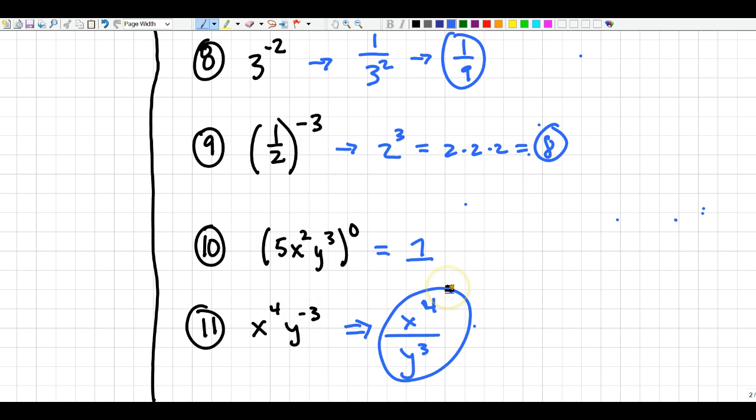So there wasn't really any simplifying to do on that question, but there was a way that we could utilize a property to rewrite it in another way.